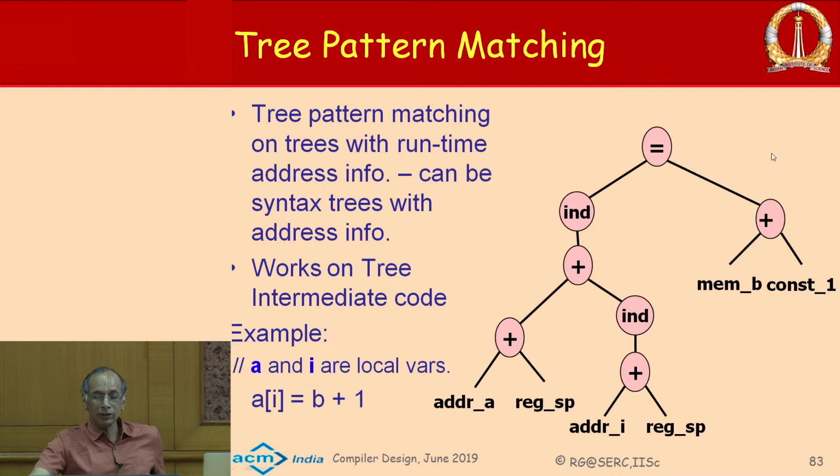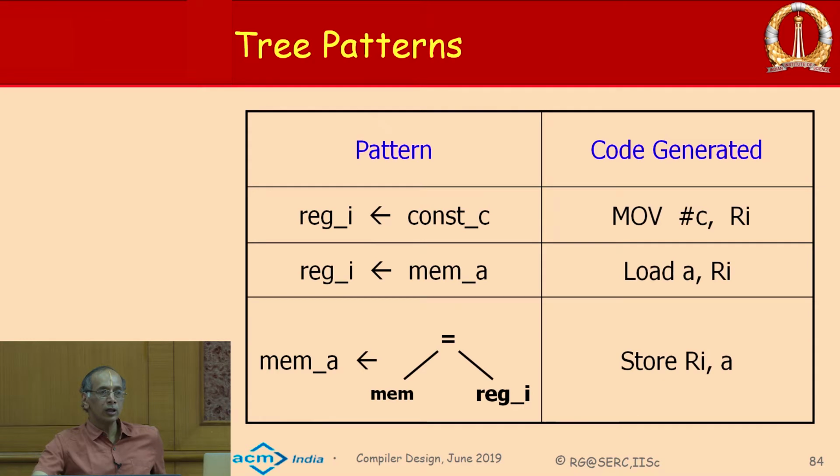Now, given this, let us see how tree pattern matching is going to use this tree intermediate code for generating code. The tree pattern matching starts off with a set of patterns which are defined, and for each pattern it gives you the code to be generated and the cost for that particular pattern. For example, if I have a pattern which says a constant has to be moved to a register, that pattern would cause the code generated to be move constant to register Ri.